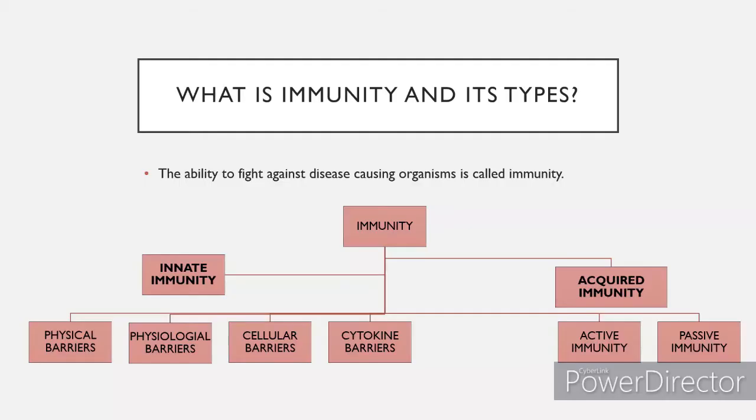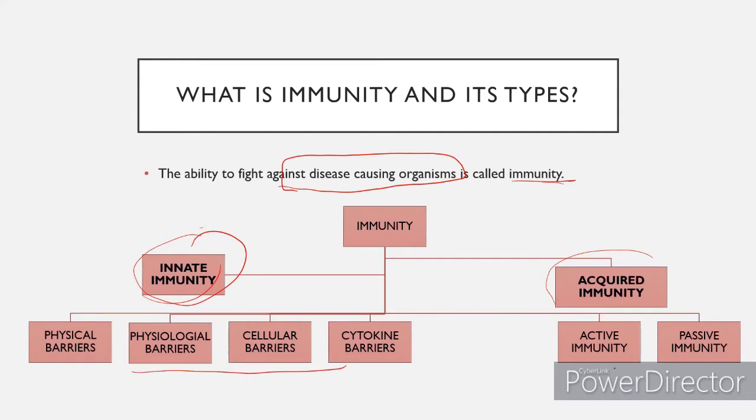What is immunity and its types? The ability to fight against disease causing organisms is called immunity. Now, immunity is of two types: innate immunity and acquired immunity. Innate immunity has four variants and acquired immunity has two. So we'll look into each of them in detail.